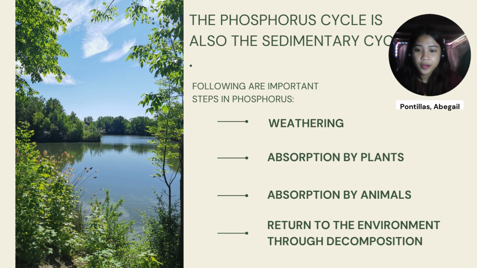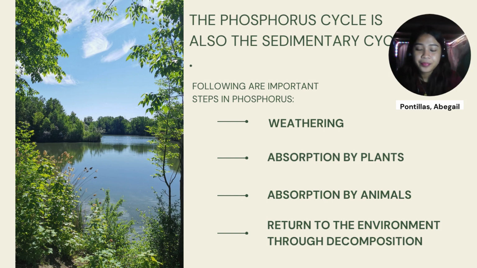Third is absorption by animals. The animals absorb phosphorus from the plants or by consuming plant-eating animals. The rate of the phosphorus cycle is faster in plants and animals when compared to the rocks.